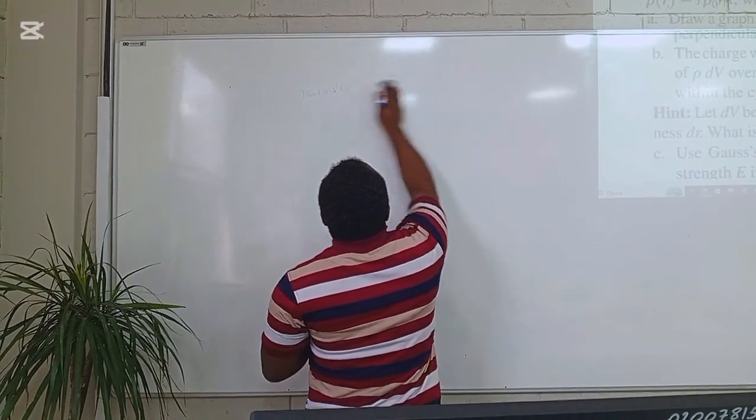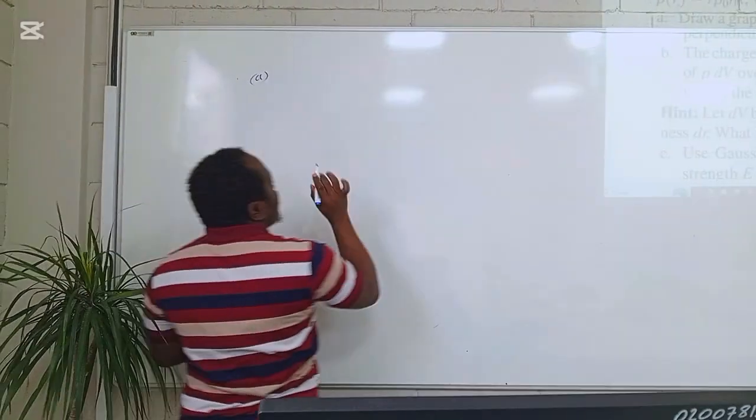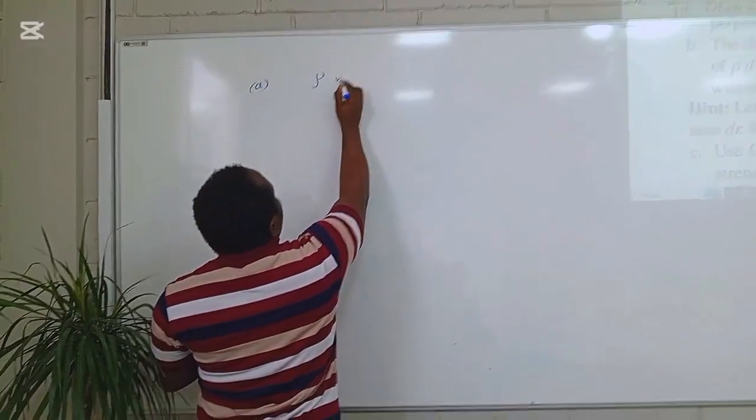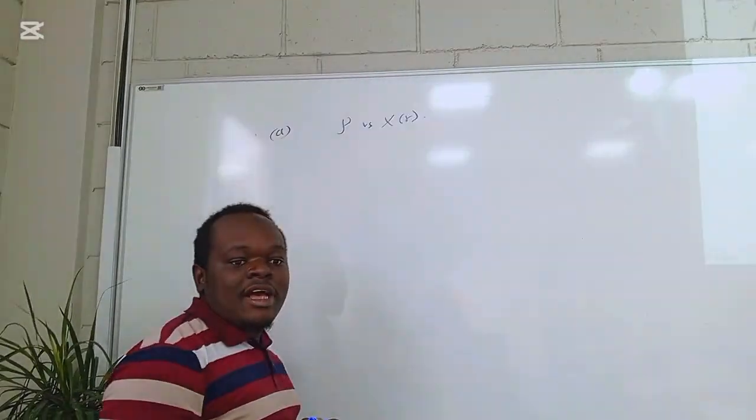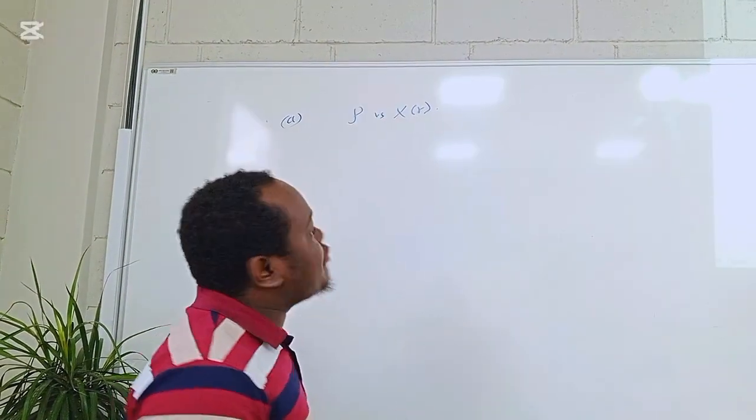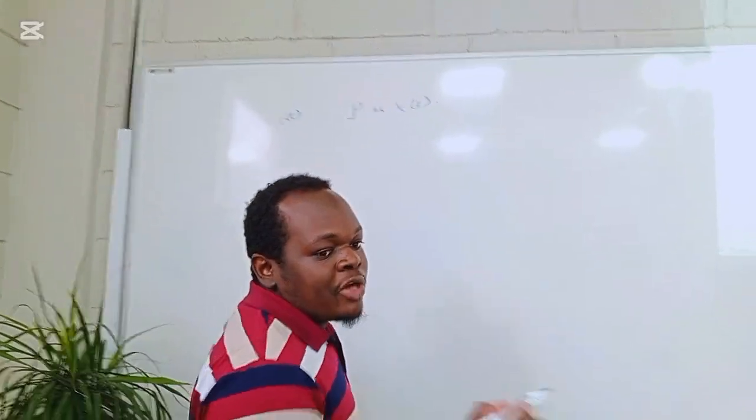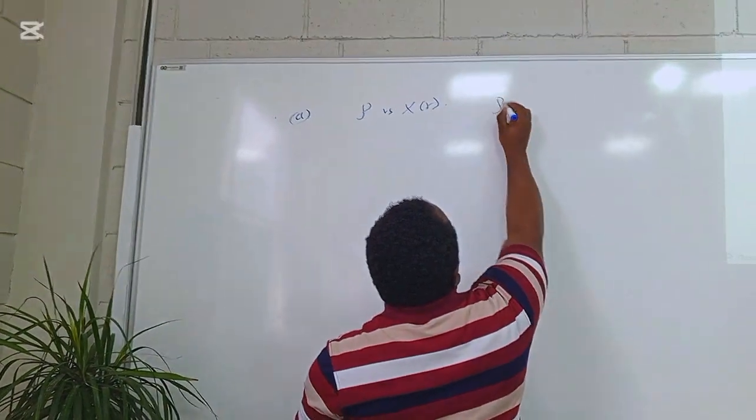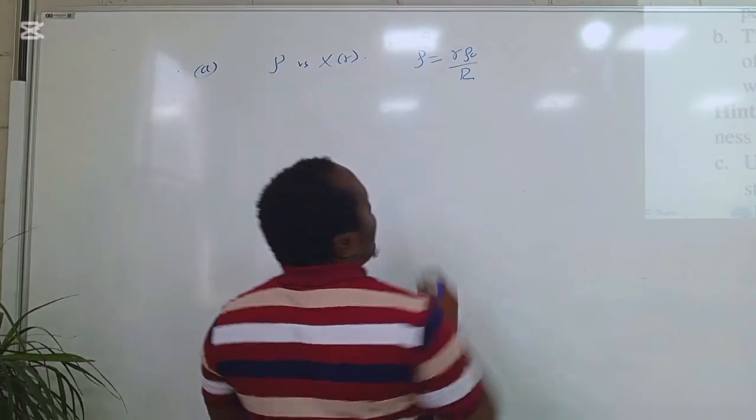We have been given the first question. We need to draw a graph. First question, draw a graph of rho versus x. That's the first thing I've been asked to do. So how are we going to draw a graph? In order to draw the graph, you need to know the relationship between rho and r. This relation comes from what you have been given in our question. Say rho is equal to r rho naught divided by R capital.